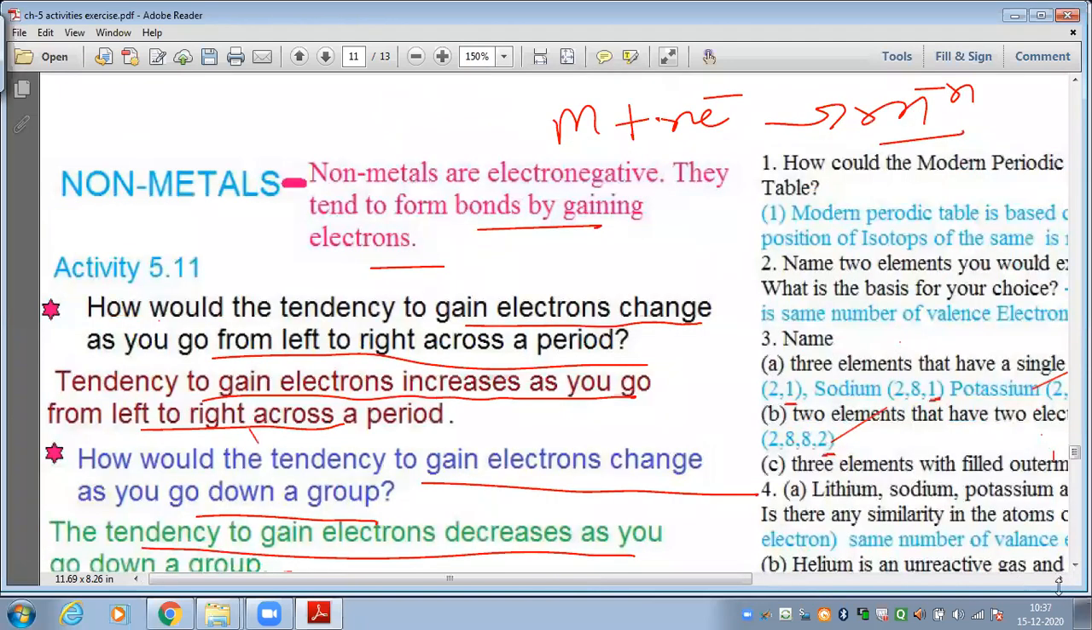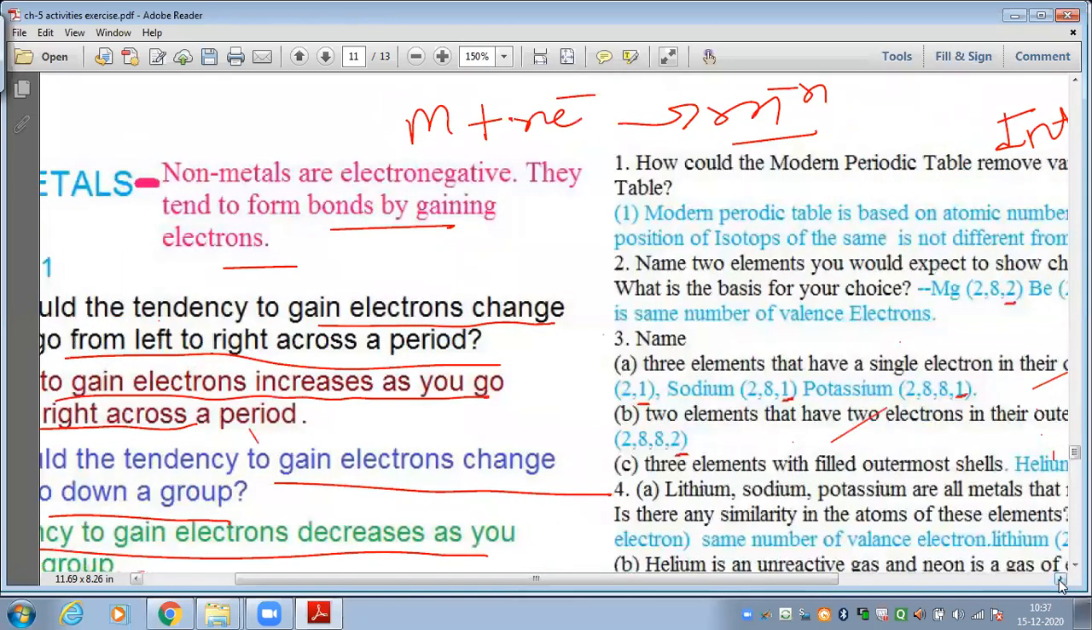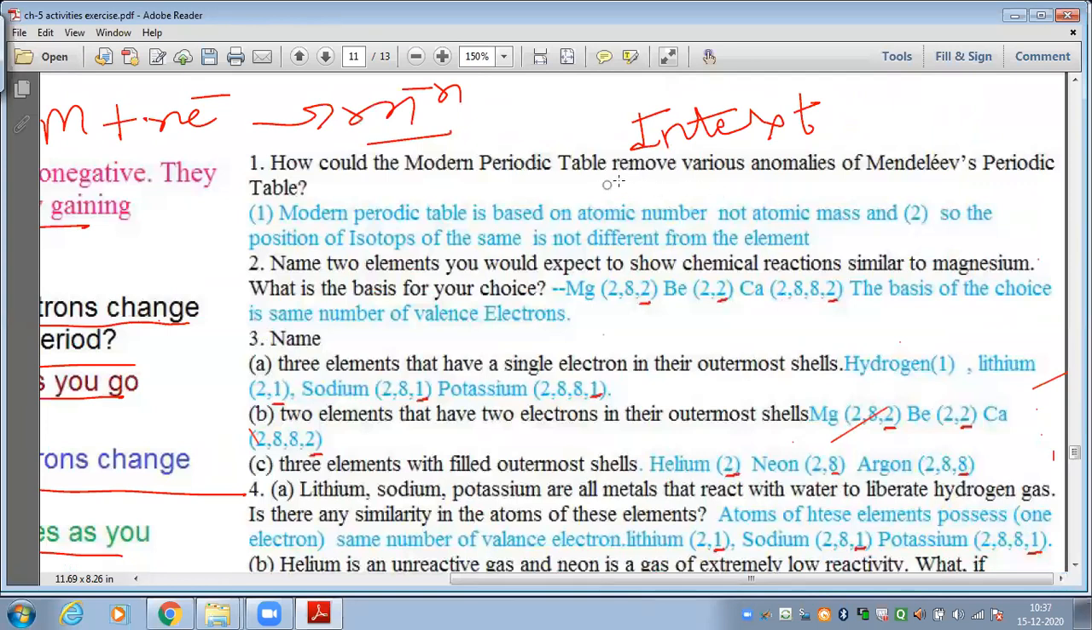Let us look at the first question, my dear students. How could the modern periodic table remove various anomalies of Mendeleev's periodic table? The answer: the modern periodic table is based on the atomic number, but not the atomic mass number. Mendeleev's periodic table was based on the atomic mass number. There were some problems, but the modern periodic table is based on the atomic number.